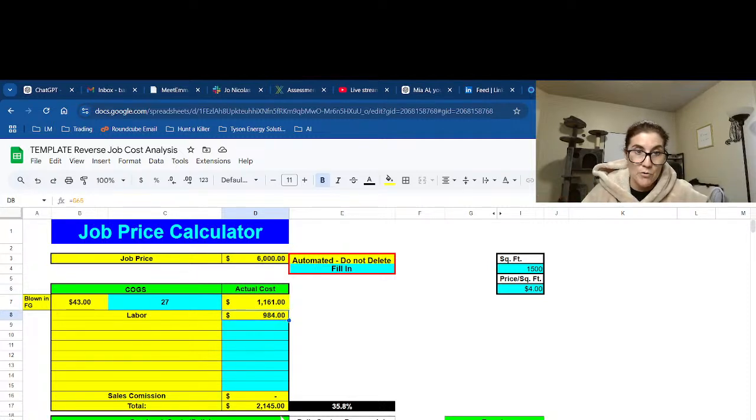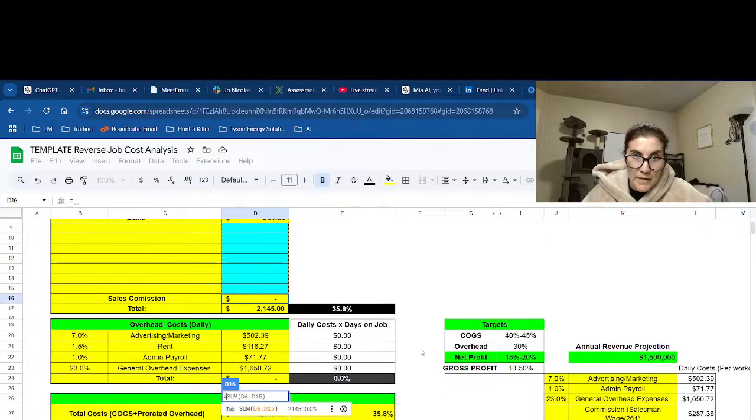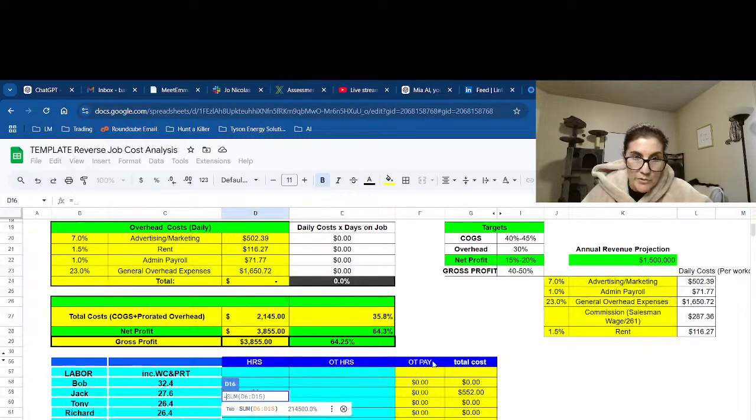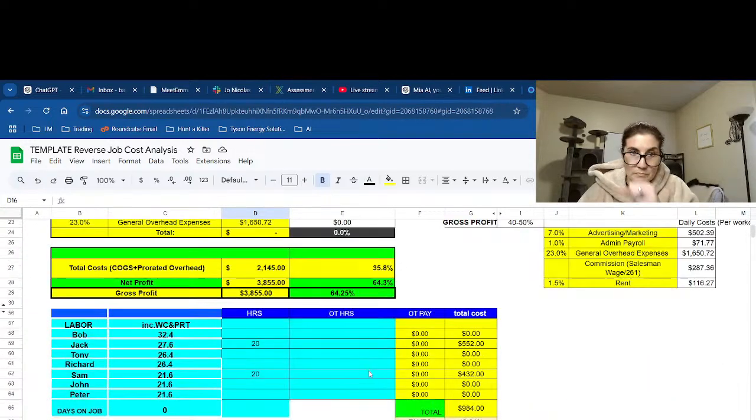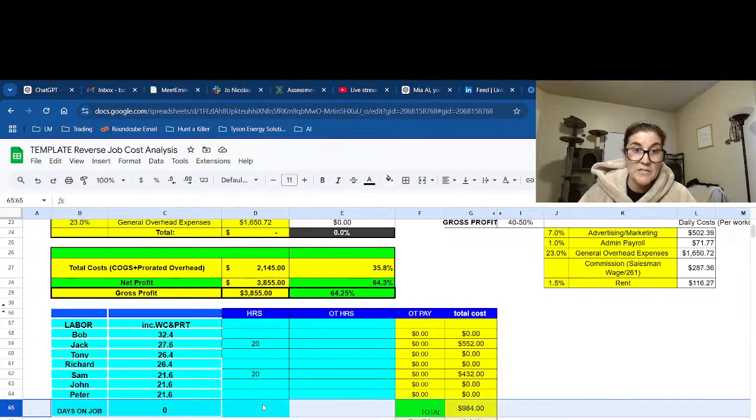Labor is right below. And then we're going to enter the sales commission. So the way that this particular company does it, they actually have their sales guy on a salary. So let me back up a step. Right here where it says number of days on the job.